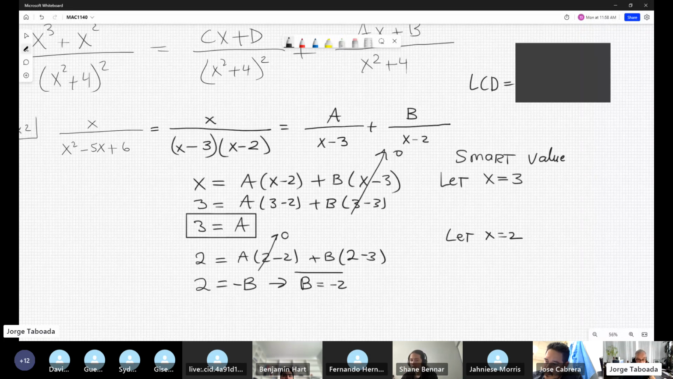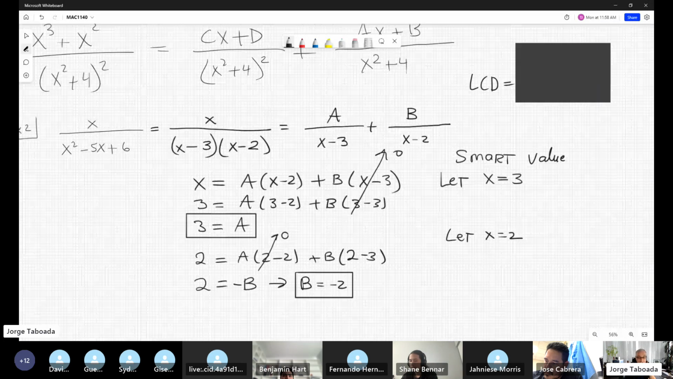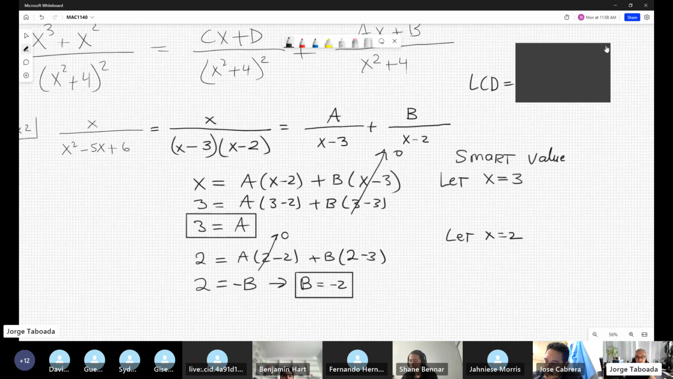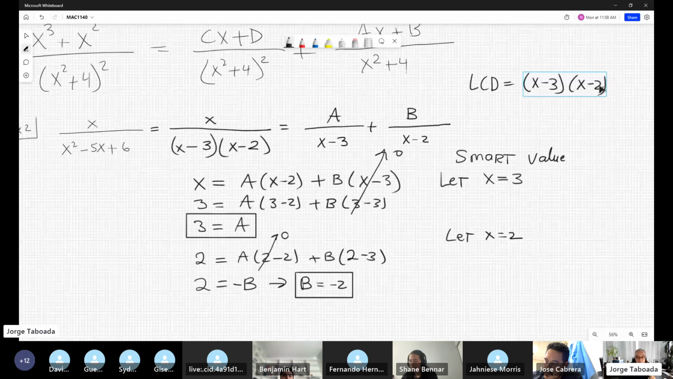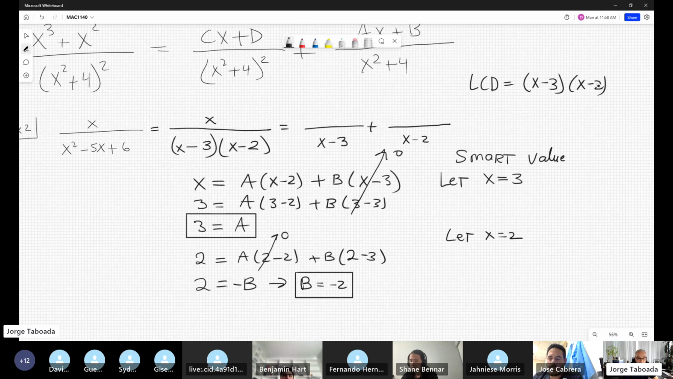Now our partial fraction decomposition, the final answer, would be: you replace here, you use an eraser, no A and B anymore. You put A as 3, and B is negative 2, so you put negative 2 here. I like another way, to put the negative in the front. It's equivalent, no? This is my final answer.